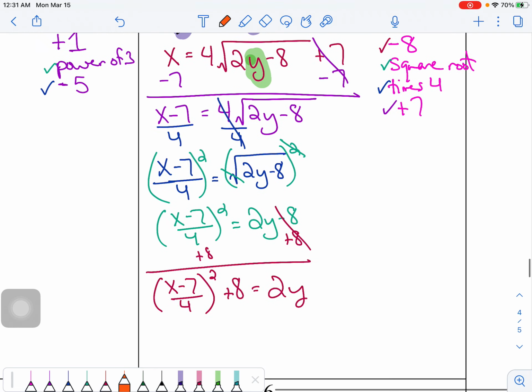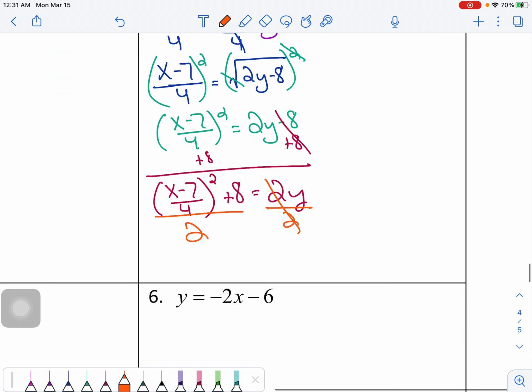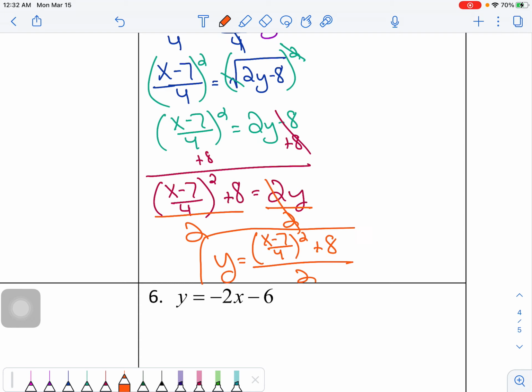And last but not least, we have times by 2, right? It's 2y. So to get rid of that, we're going to divide both sides by 2. So I'm going to rewrite this. Y is equal to x minus, whoops, hold on. Let me write the right thing here. So x minus 7 over 4 squared plus 8, all of that divided by 2.